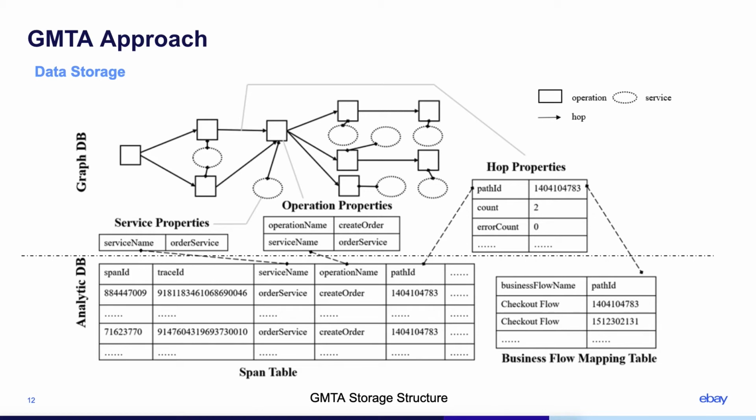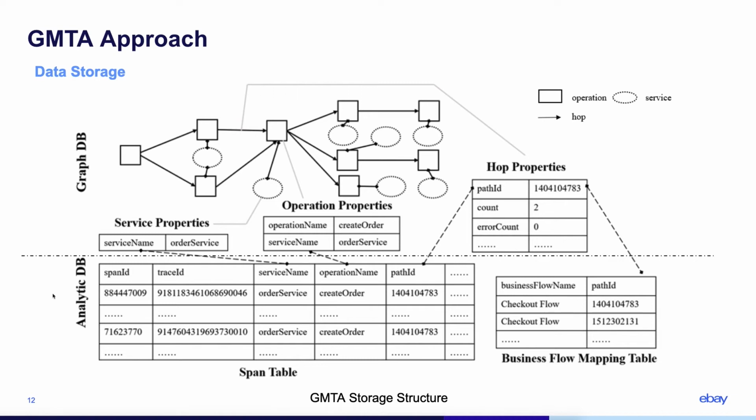The picture shows the data schema of both. You can see the graph structure at the top. The circle is a service, the square is an operation, and they are connected by hop edges or service edges. On each node or path, there is some data being captured, such as service name and operation name. For hops, there are path ID, count, error count, and other details.